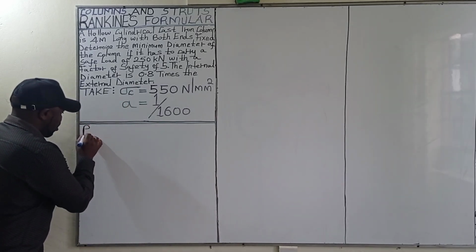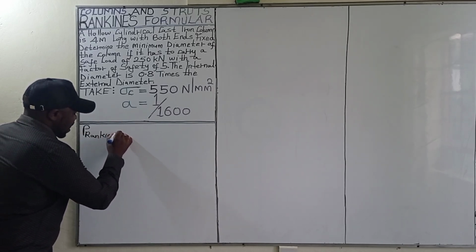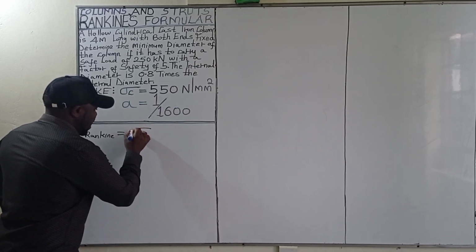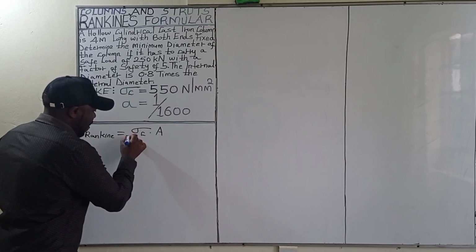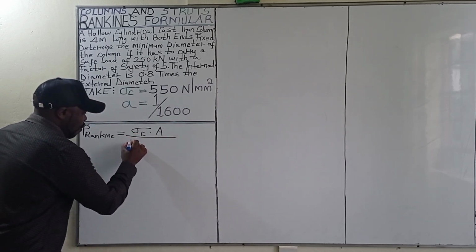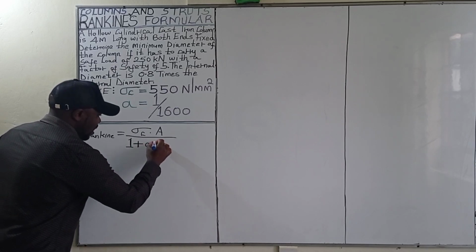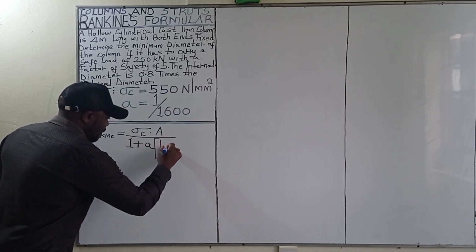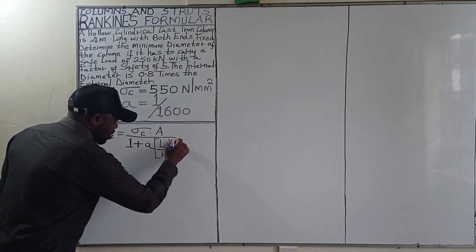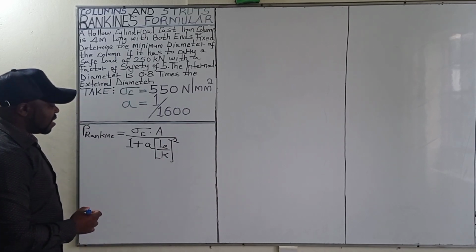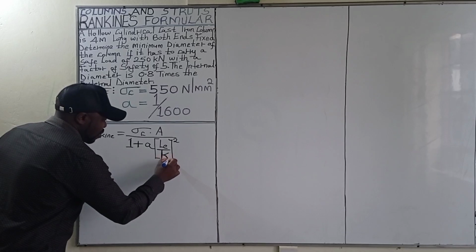The crippling load by Rankine formula is usually given by the crushing stress multiplied by the cross-sectional area of a bar, divided by 1 plus a constant a into effective length divided by the least radius of gyration, which are squared. Both the effective length and the least radius of gyration are squared.